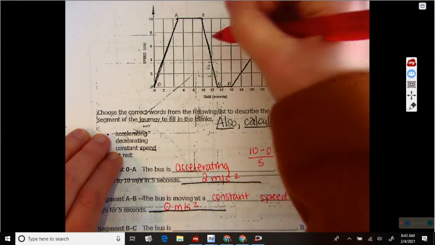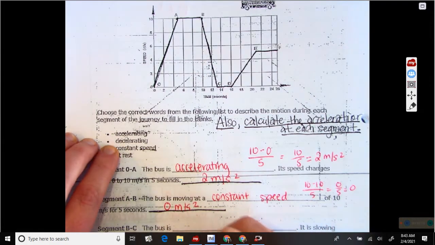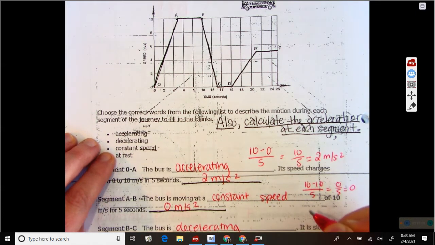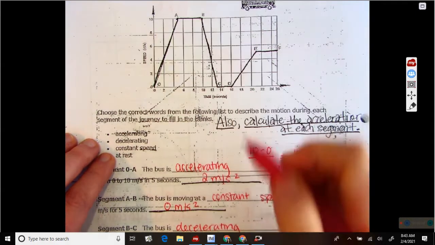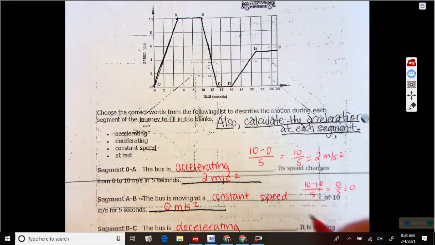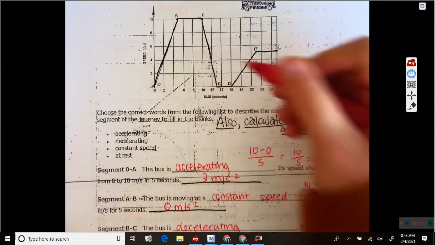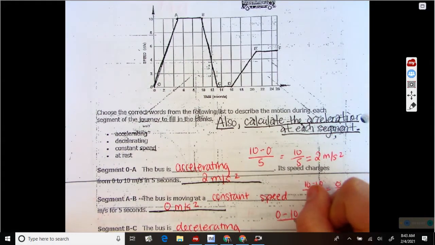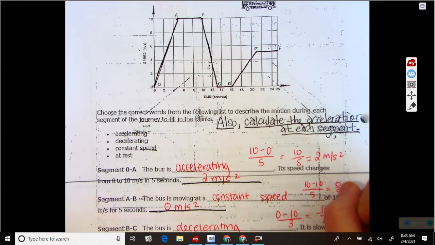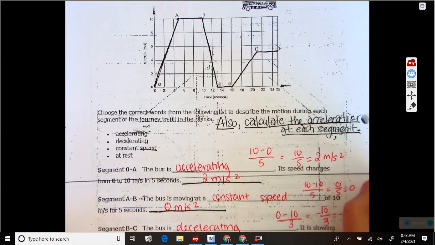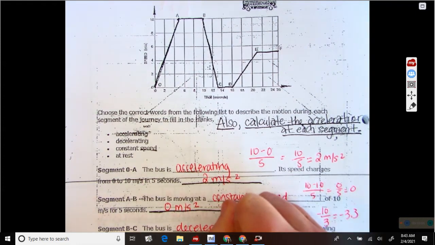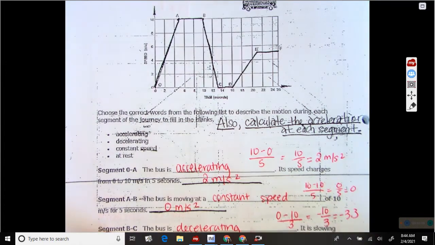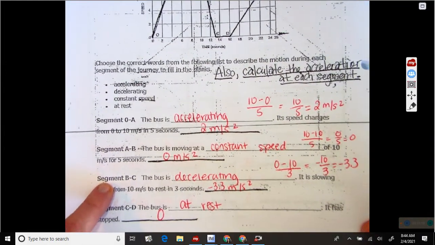What about B to C? B to C, he's slowing down, so he's decelerating. It's slowing down from 10 meters per second to rest in 3 seconds. So he's going 10 meters per second initially, then to rest, which is his final. So at C, my final velocity is 0, minus my initial velocity of 10, divided by 3 seconds. Negative 10 divided by 3 is negative 3.3. So negative 3.3 meters per second squared. We've already done C through D. So let's look at the last one.